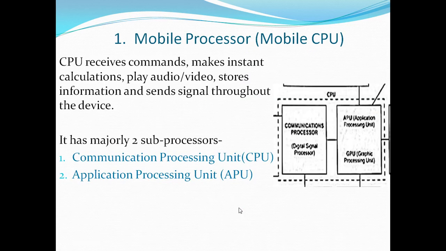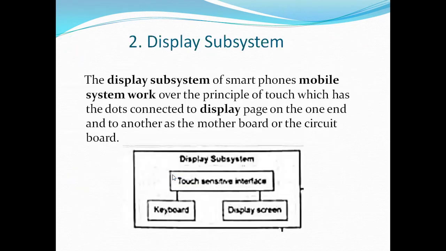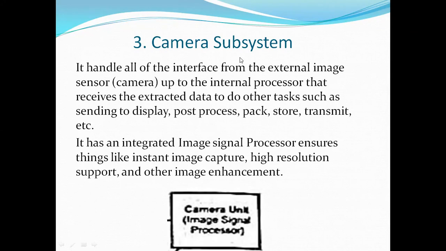So we'll revise it fast. It has a CPU which has two subprocessors. One is the communication processing unit and one is APU. CPU is responsible for calling and APU is responsible for managing all the applications in your mobile. Next is the display system, which includes the touch screen, keyboard, keypad, and display screen. Next is the camera subsystem, which helps you to record videos and capture images.